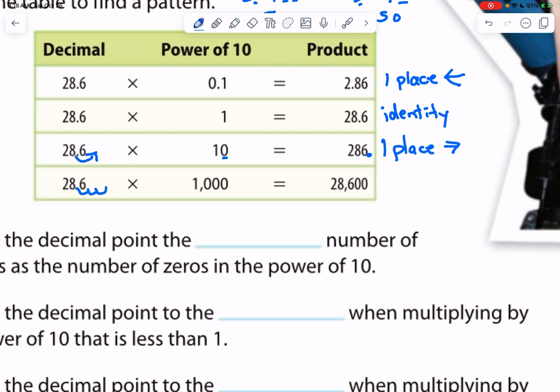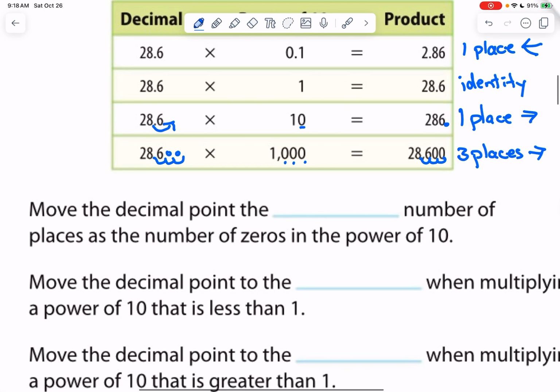1, 2, 3. Okay, so we moved 3 places. So it was between the 8 and the 6. 1, 2, 3. Yep, that's it right there. 3 zeros, move the decimal 3 places to the right. Okay, so we move the decimal point the same number of places as the number of zeros in the power of 10.